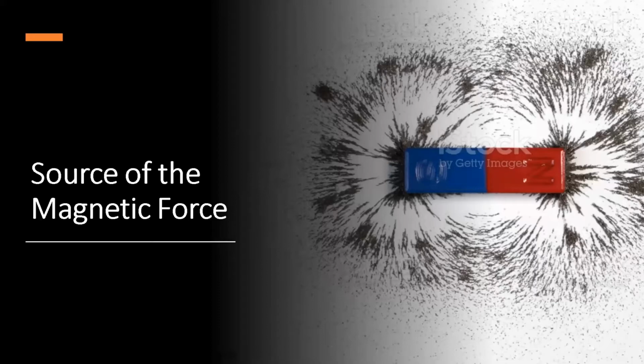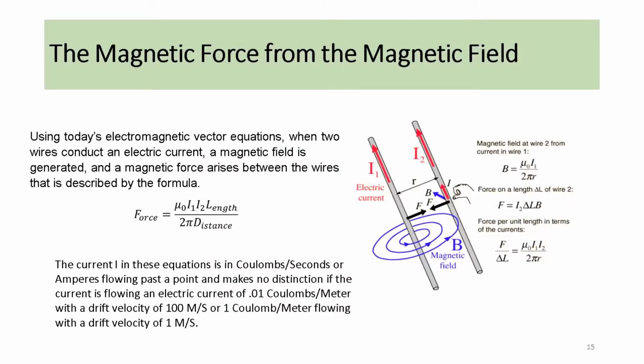So we have to go into the source of the magnetic force, which is the magnetic field, created to describe the magnetic force originally back in the 1800s. So today's electromagnetic vector equations say that when two wires conduct an electrical current, a magnetic field is generated, and a magnetic force arises, as described by that formula.